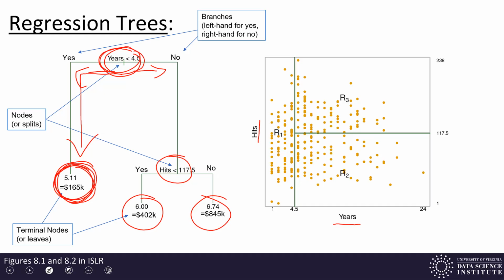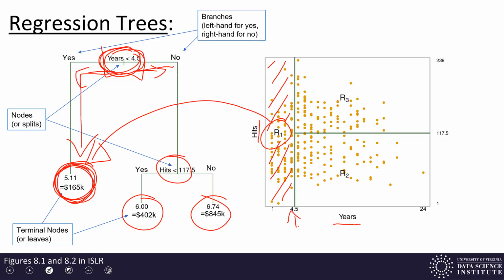So let's look at this decision, years less than 4.5. So right here on the years axis is 4.5. So everything with years less than 4.5 is this region that's labeled R1. So R1 would correspond to that node. So everything in this region R1, we predict that salaries for those baseball players to be 165,000.